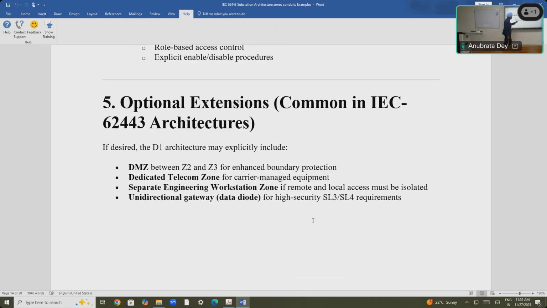You could have a separate engineering workstation zone. You could create a zone depending upon the requirement. If engineering people are going to access frequently, then you may set up a zone for them. And then data diodes that we talked about. You could set up data diodes for data as well as control commands.